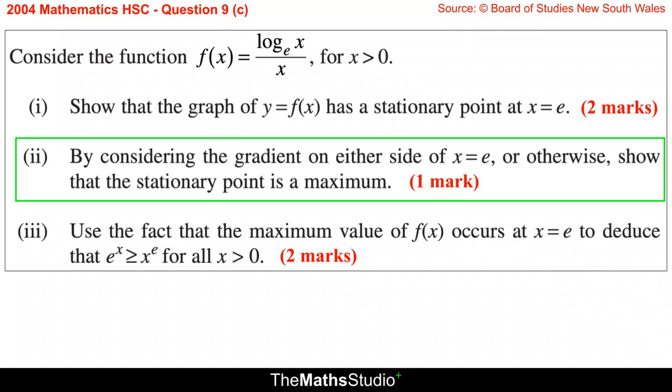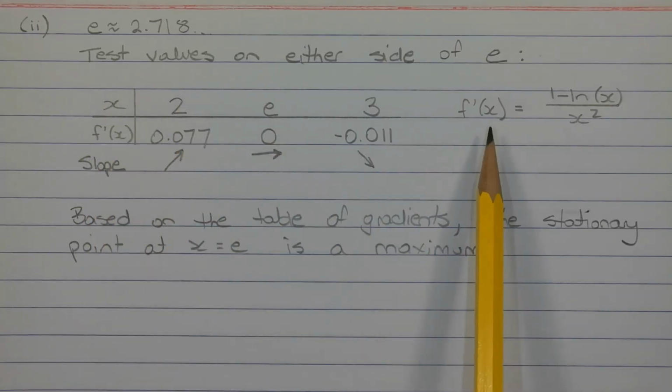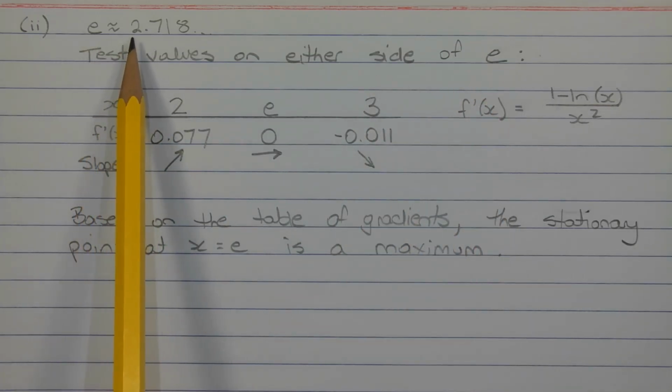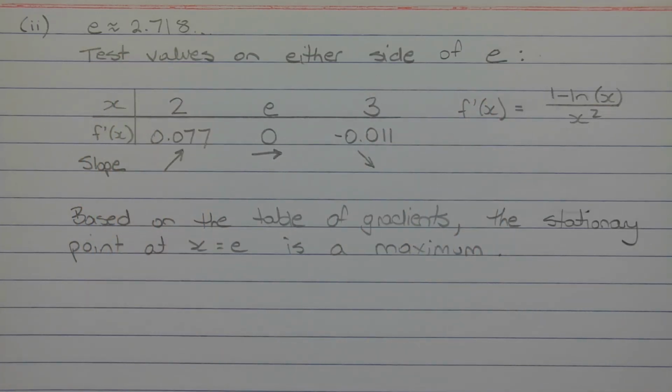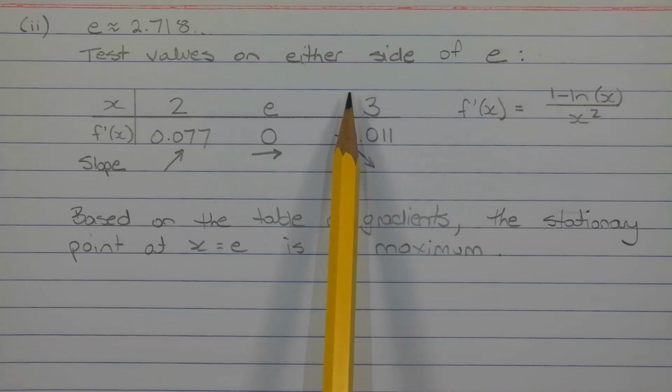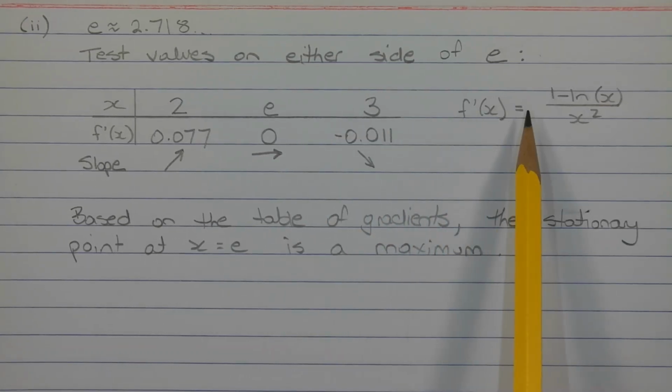Part 2. By considering the gradient on either side of x equals e, or otherwise, show that the stationary point is a maximum. Test values of the gradient f dash of x on either side of e. Now e is a value that's approximately 2.718. I'm going to choose two convenient integers on either side of e. In this case, I'm going to choose x equals 2 and x equals 3 and find the value of f dash of x given those values of x that I've chosen.